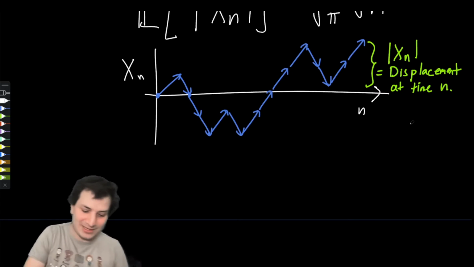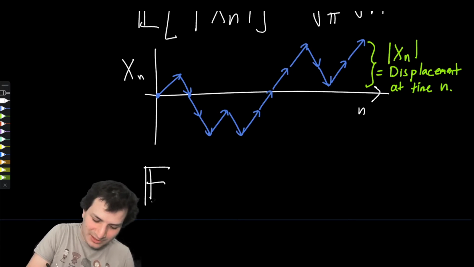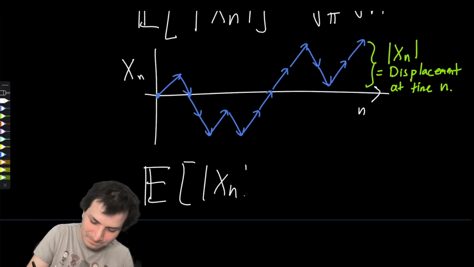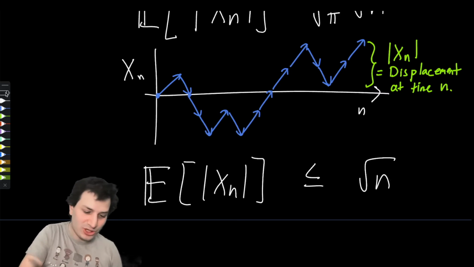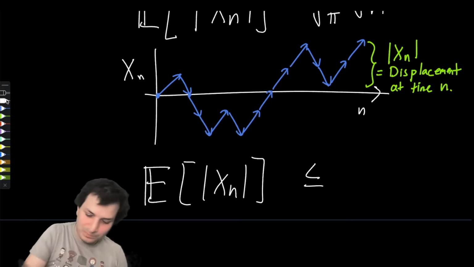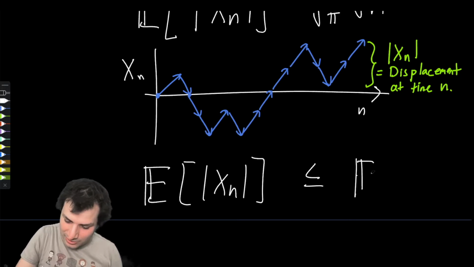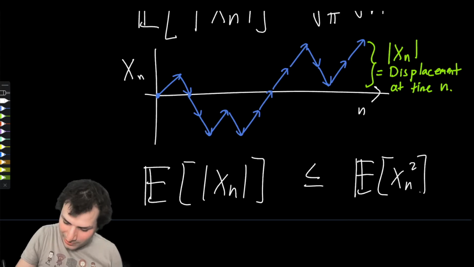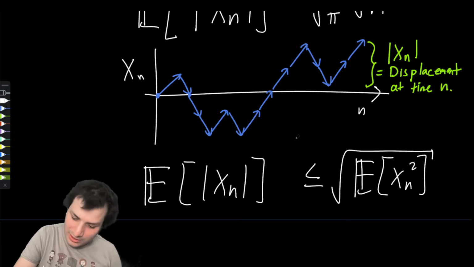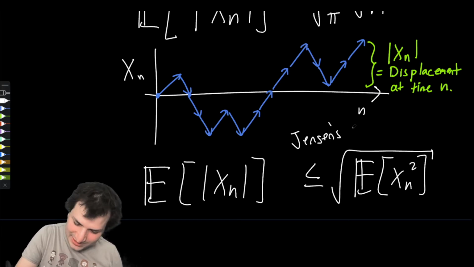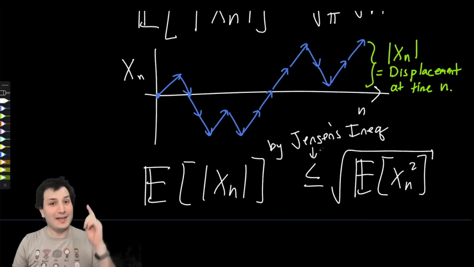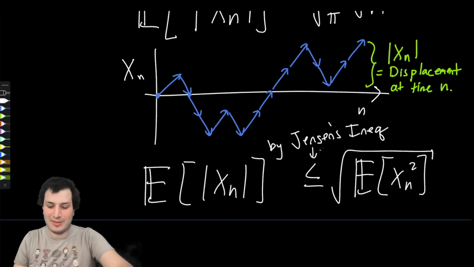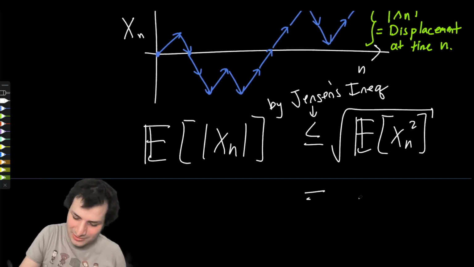So here is the first thing I'm going to show you: the expected value of the absolute value of Xn is less than square root of n. Why is it less than square root of n? Well, you can show that it must be less than the square root of the expected value of Xn squared. This is an inequality called Jensen's inequality, depending on where you're from. And the expected value of Xn squared, you can calculate exactly. Again, you can do it by a martingale argument or by some simpler method. It's exactly n. So this is equal to the square root of n.